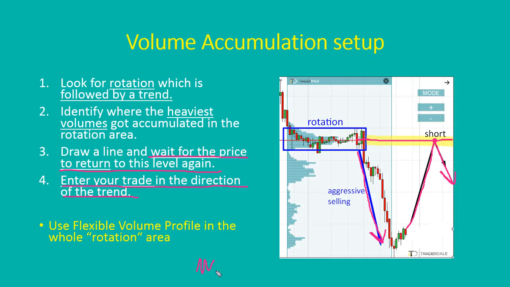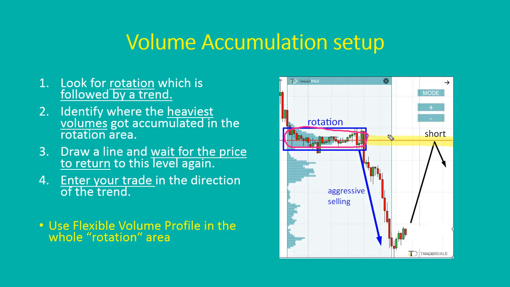If there was a rotation followed by uptrend, pullback, then from this place, from the place where the volumes were the heaviest, you would be going long. Alright? So this is how the setup looks like. And the logic behind the setup is this. In this rotation, volumes got accumulated.